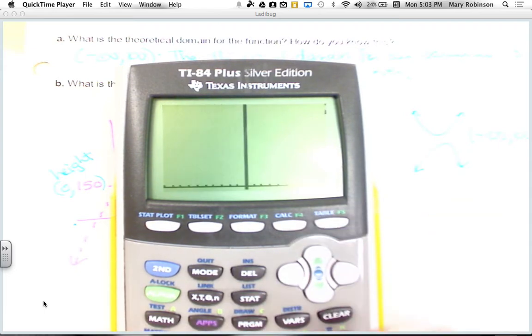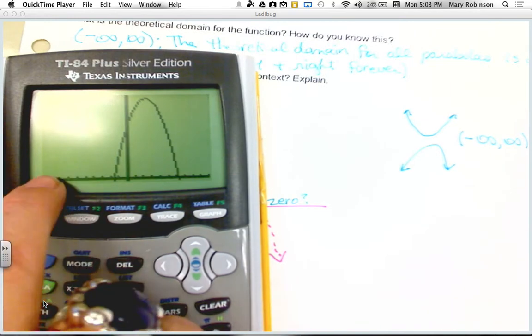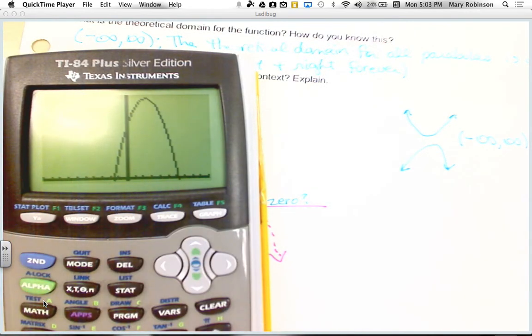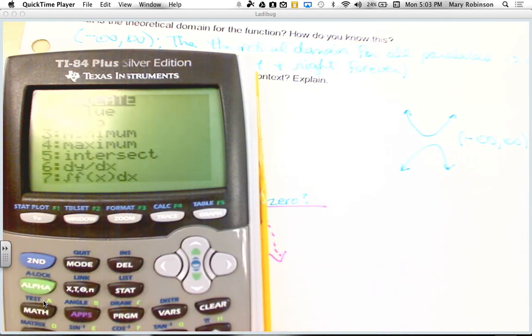When we do that and hit graph, we can clearly see the parabola and when it hits the ground, and there goes our bold line to represent the graph of y equals 0. So we want to find the intersection. So second trace 0.